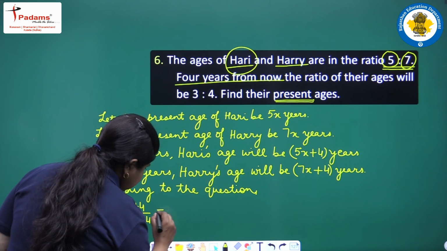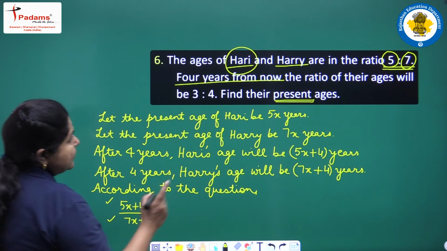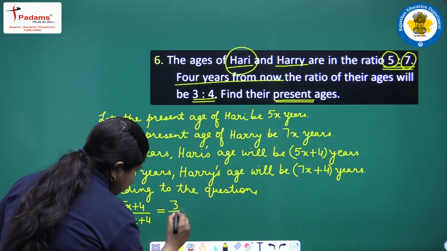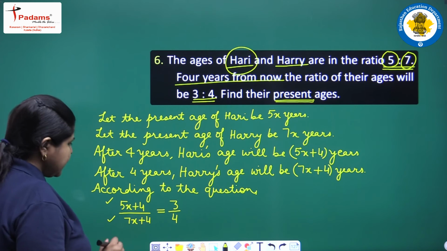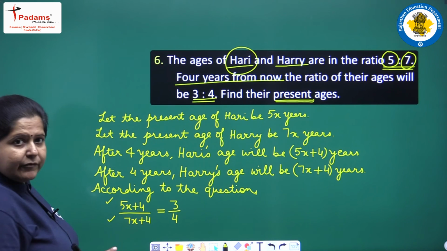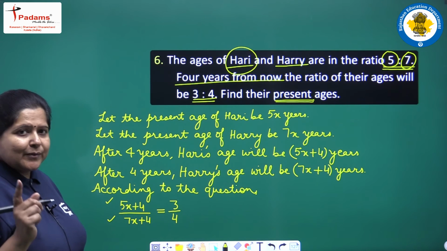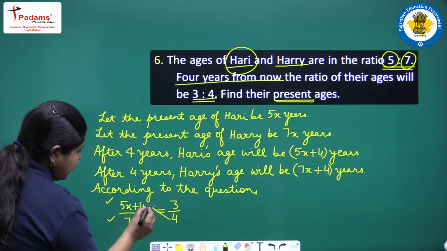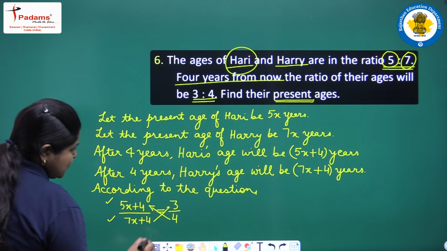Now this has been given equal to 3:4. So we can write it as 3/4. The ratio is also represented by division. Now this is the equation formed. What we have to do? Yes, we need to cross multiply. This 4 will move in this way and this one in this way.